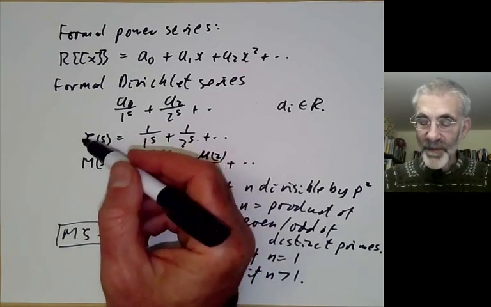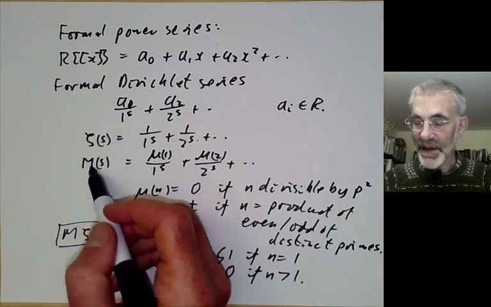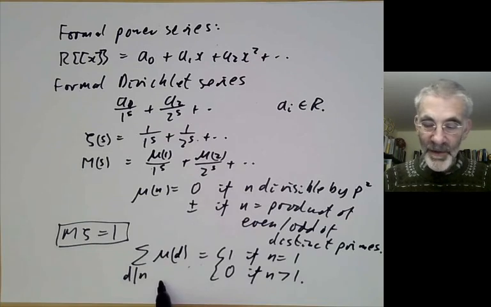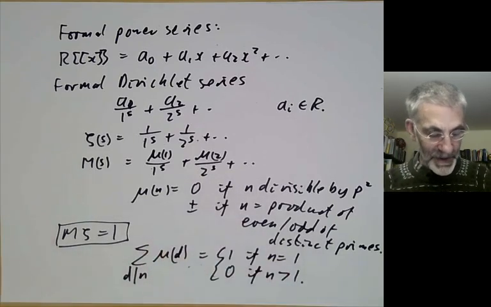So relations in this ring of formal Dirichlet series encode various number theoretic relations. This is a particularly simple example of one, and in a course on number theory you can probably see lots of others.